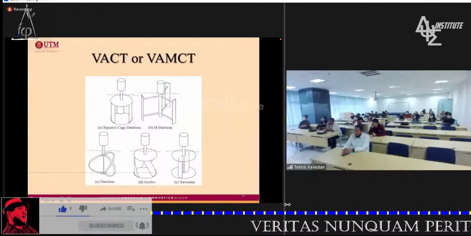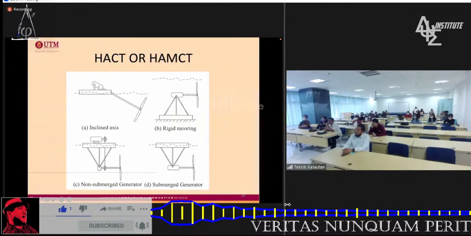So we have this area, edge area. Okay. So this is the horizontal one, which we are not focusing on today because they're mostly using propellers. This is more for the higher current speed. Next.